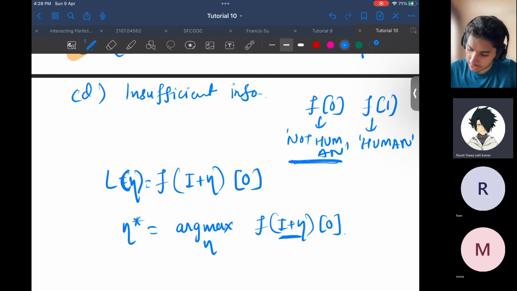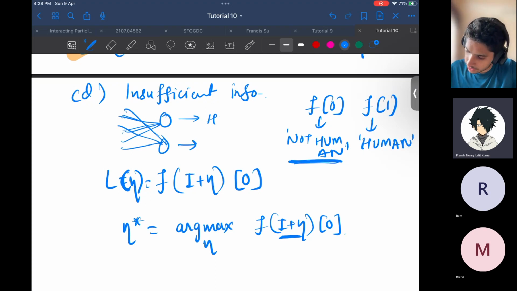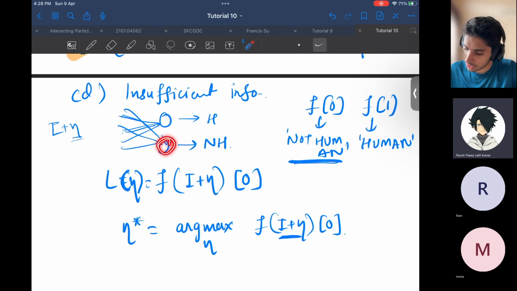So there are two logits at the output. There are some logits here, some networks here. This corresponds to human, and this corresponds to not human. So I'm saying that my eta is a learnable parameter now, and the eta should be such that the non-human logit should be very high. So this should be very high, is what I'm saying.